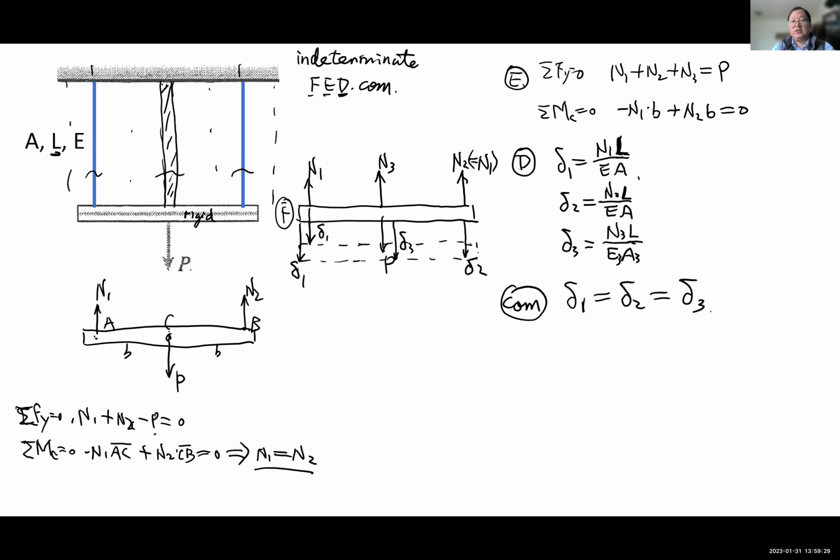Anyway, now let's solve it together. That's the next thing, the solution part. So this equation, what do we get?